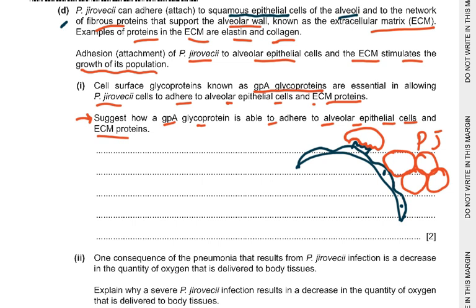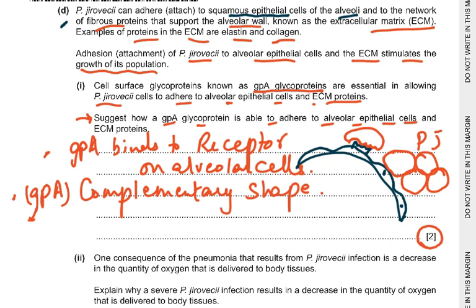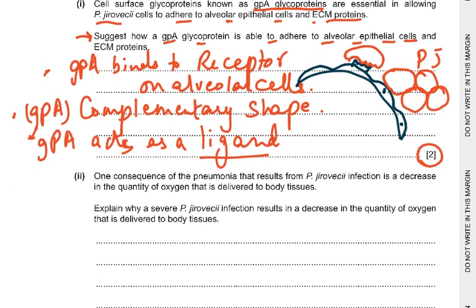You could also say GPA proteins adhere on the surface by attractive charges, or name a bond which could have been formed. So for 2 marks you have to give me this explanation. GPA binds to receptor on alveolar cells and GPA is a complementary shape to the receptor. You could have also said GPA acts as a ligand.